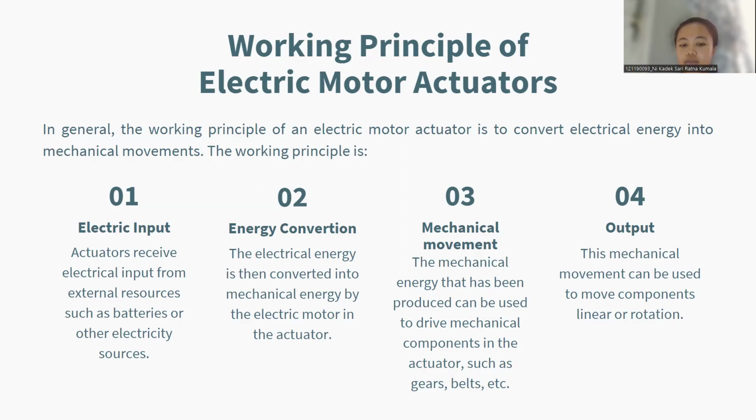Second, energy conversion. The electrical energy is then converted into mechanical energy by the electric motor in the actuator. Third, mechanical movement. The mechanical energy that has been produced can be used to drive mechanical components in the actuator such as gears, belts, etc. The last is output. This mechanical movement can be used to move components, linear or rotation.